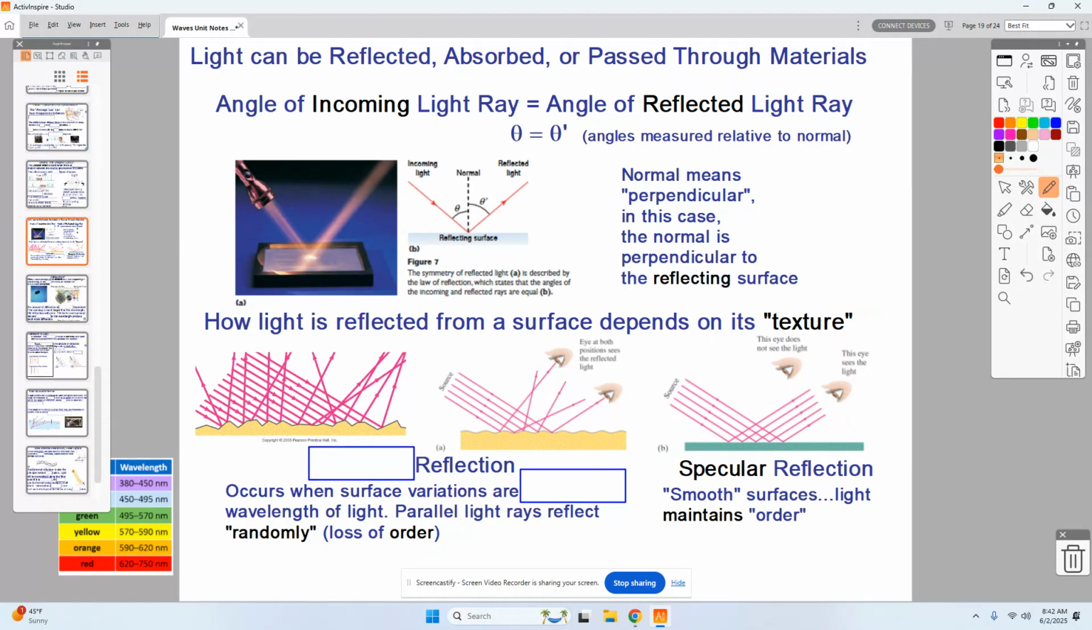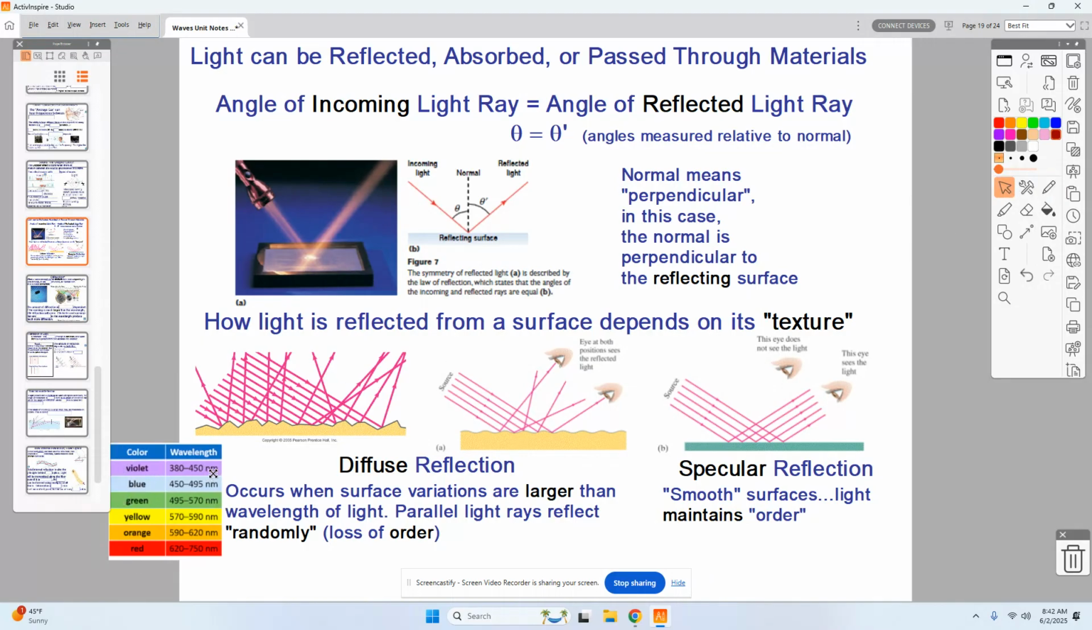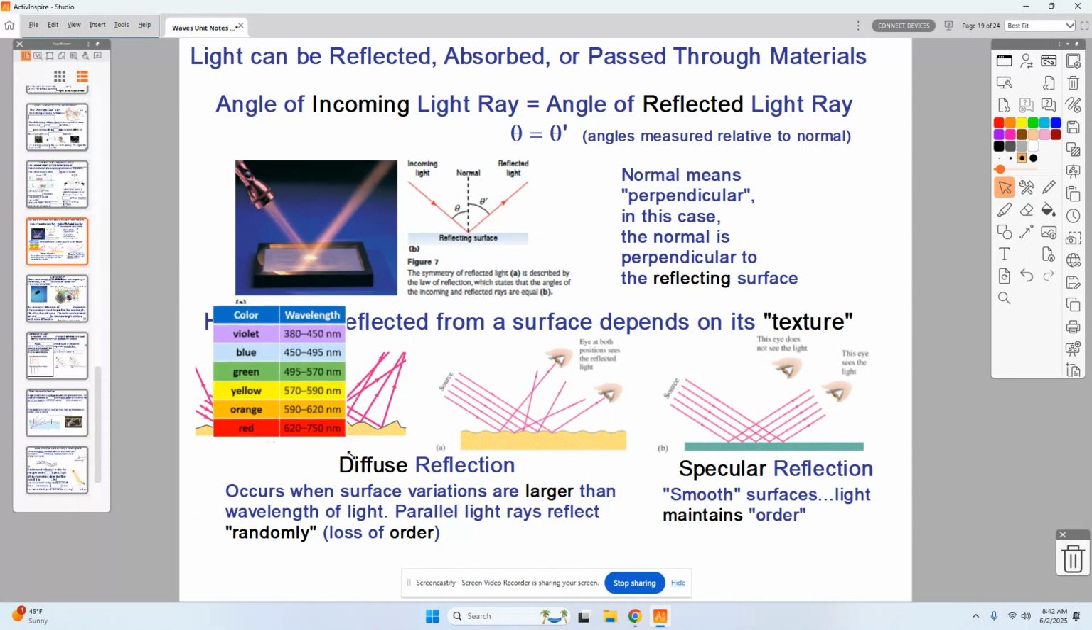We could also have something called diffuse reflection, where light is going to scatter as it hits that surface. A lot of that depends on the size of the wavelength in comparison to the size of the surface variation. It occurs when surface variations are larger than the wavelength of light. Things have to be really smooth in order for visible light to be reflected specularly. Again, the idea behind this is that visible light has very, very small wavelengths.